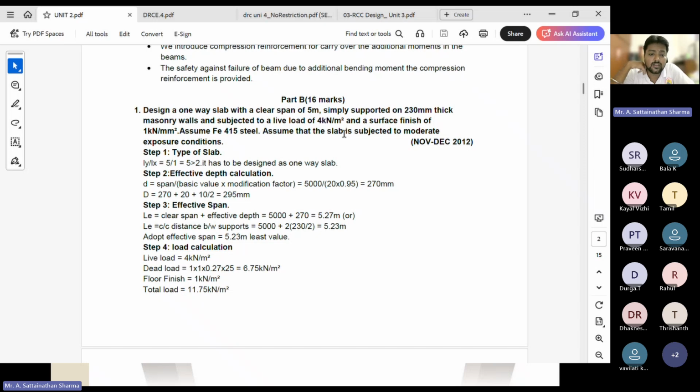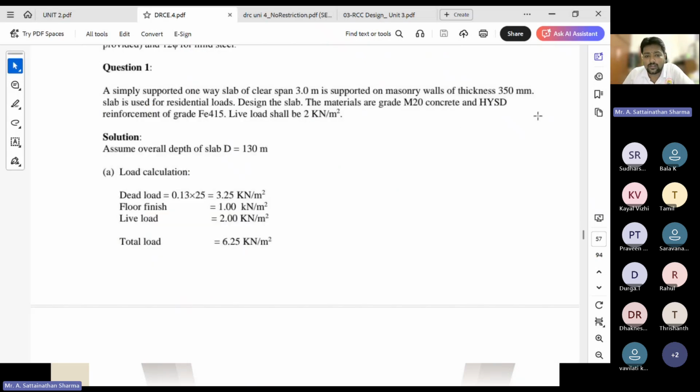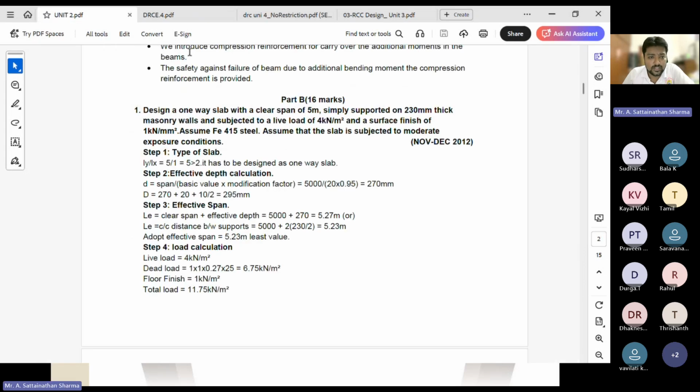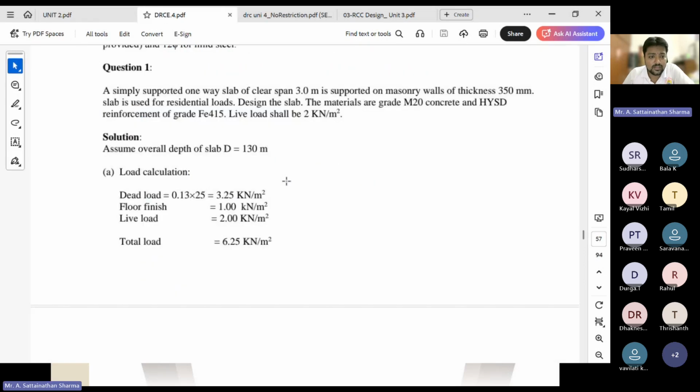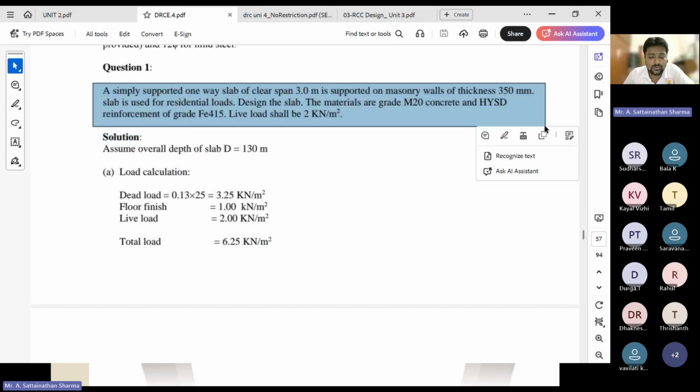What is the absence of data? The grade of concrete is not given. And what else is not given? Is there anything that has been left out? No, nothing. So what I'm coming to say here is, you just understand that only these are the data we need for solving the problem. Only these data.